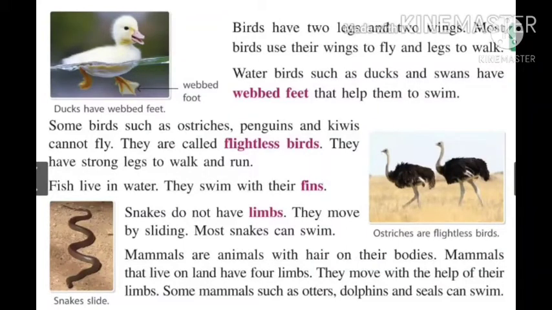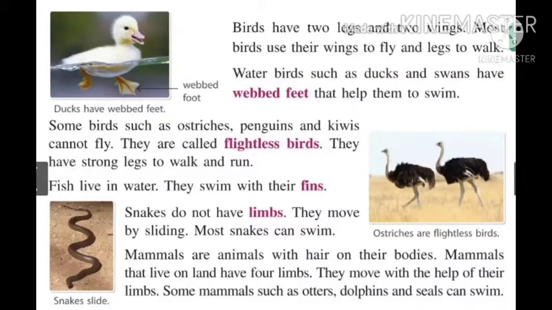Birds have 2 legs and 2 wings. Most birds use their wings to fly and legs to walk. Water birds such as ducks and swans have webbed feet that help them to swim. Some birds such as ostriches, penguins and kiwis cannot fly. They are called flightless birds. They have strong legs to walk and run.